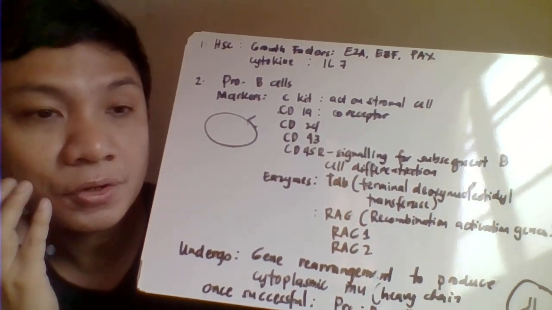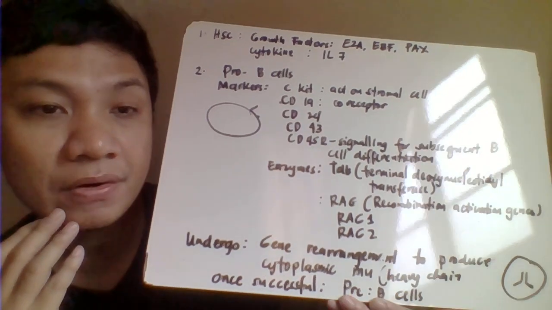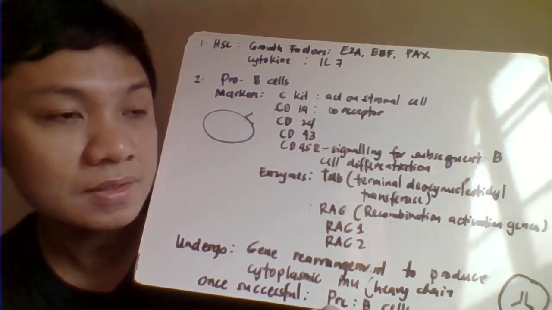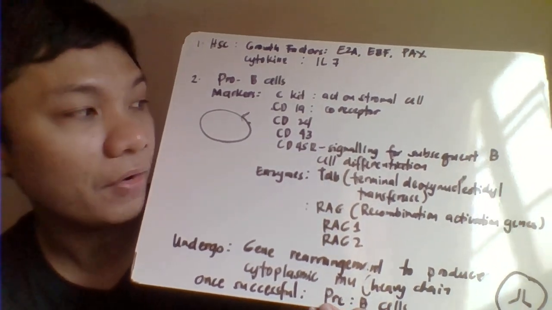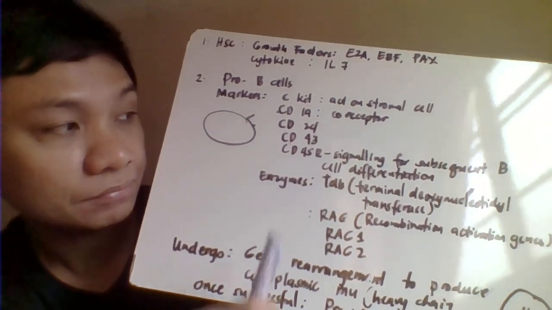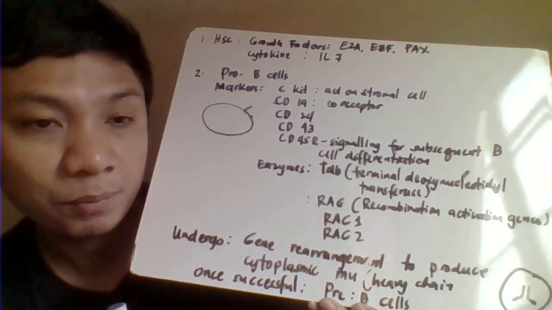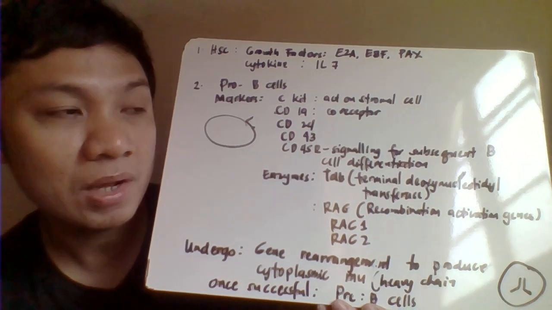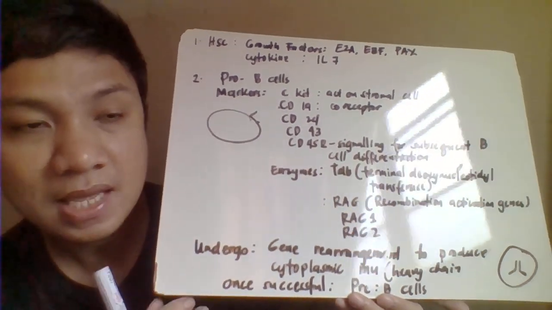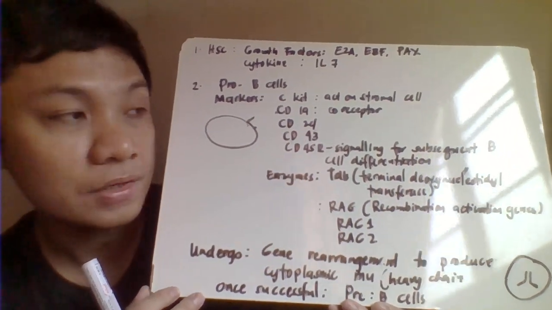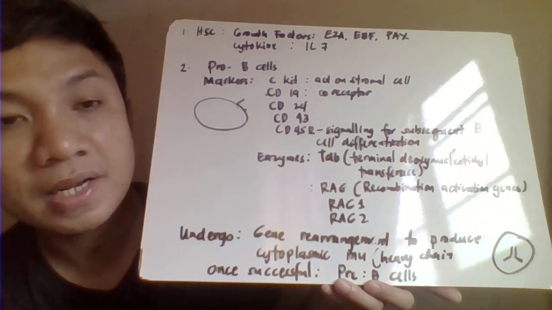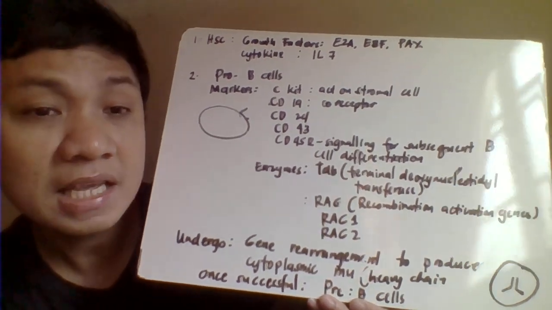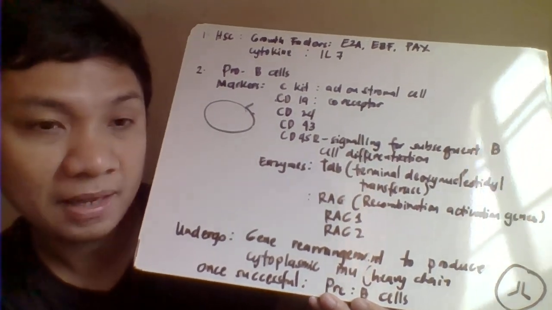Aside from your c-kit, this also contains your CD19 marker, serving as a co-receptor for the further development of your B lymphocyte. CD24, CD43, and CD45 serve as signaling receptors for further development. It also contains the enzyme TdT, your terminal deoxynucleotidyl transferase. Another one is the gene RAG, recombination activation gene, which is needed for it to undergo development.